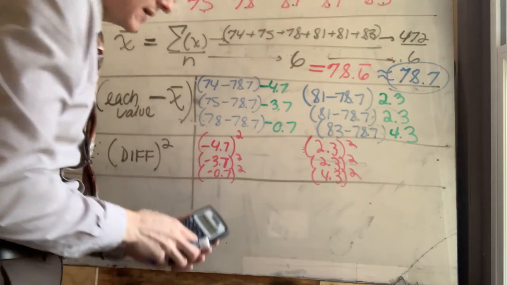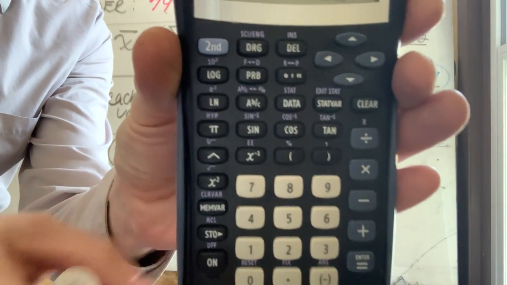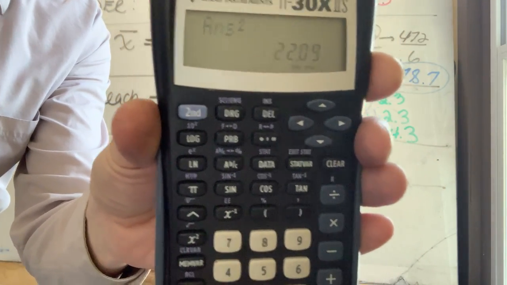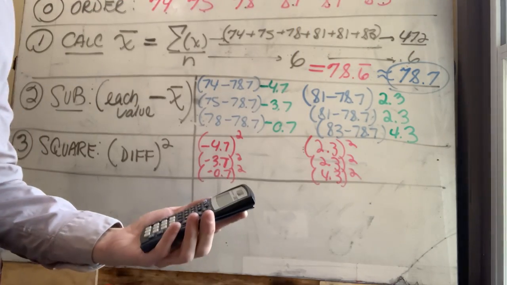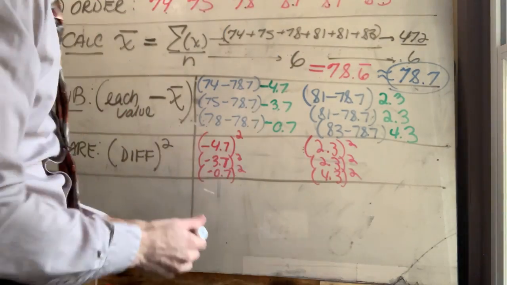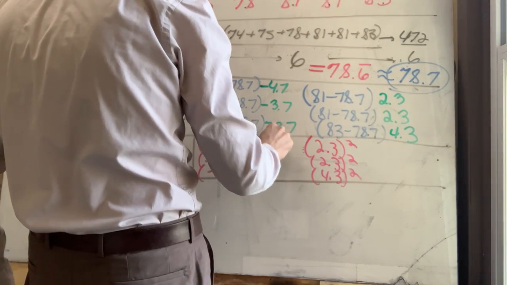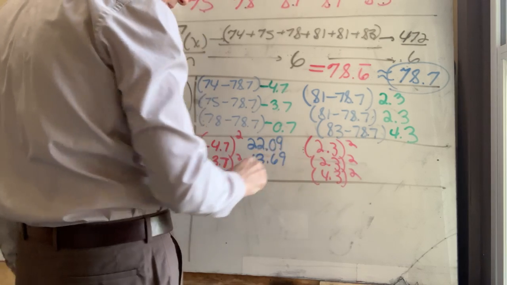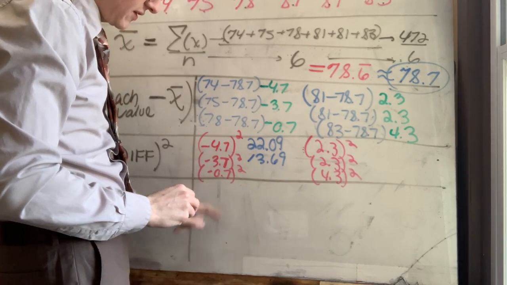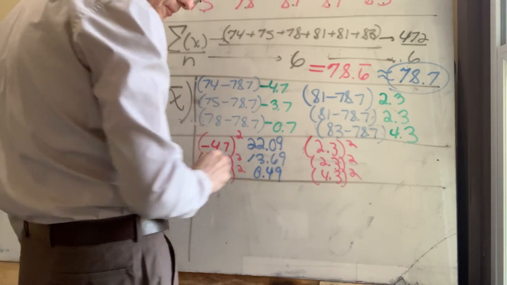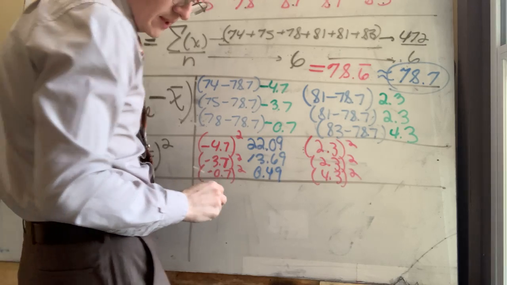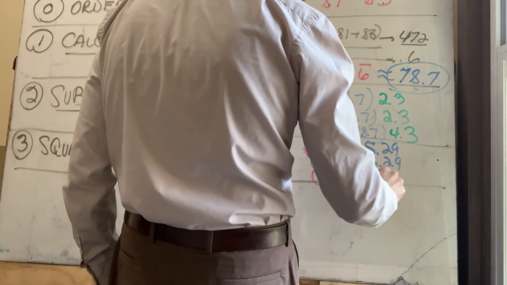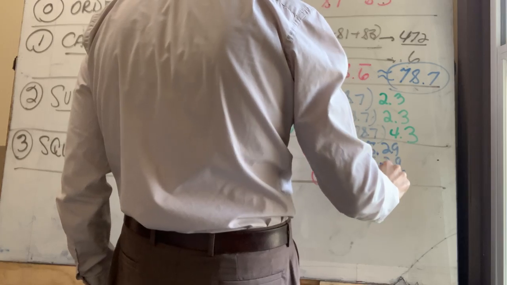Well, negative 4.7, and there's a button, thankfully, on your calculator here that will just square that, is 22.09, sorry, reading it backwards. 22.09, right? 3.7 squared is 13.69. And then 0.7 squared is 0.49. 2.3 done twice is 5.29. And 4.3 is 18.49. Again, what is the purpose of squaring here?